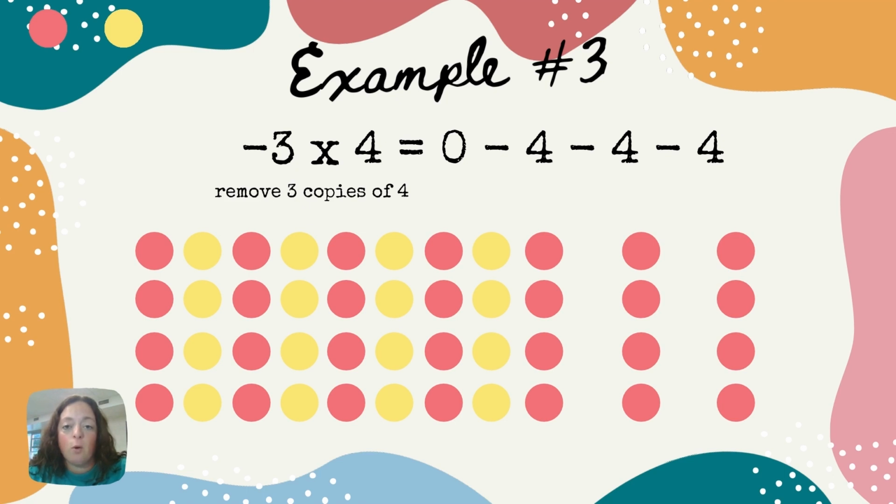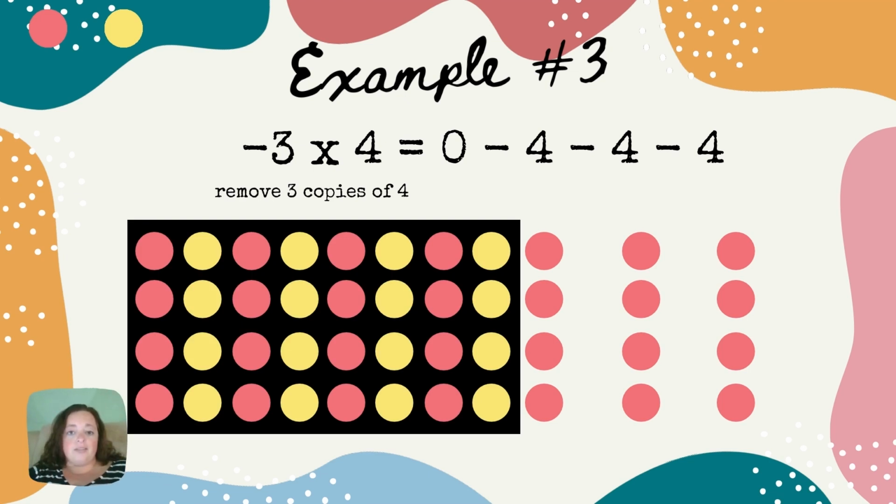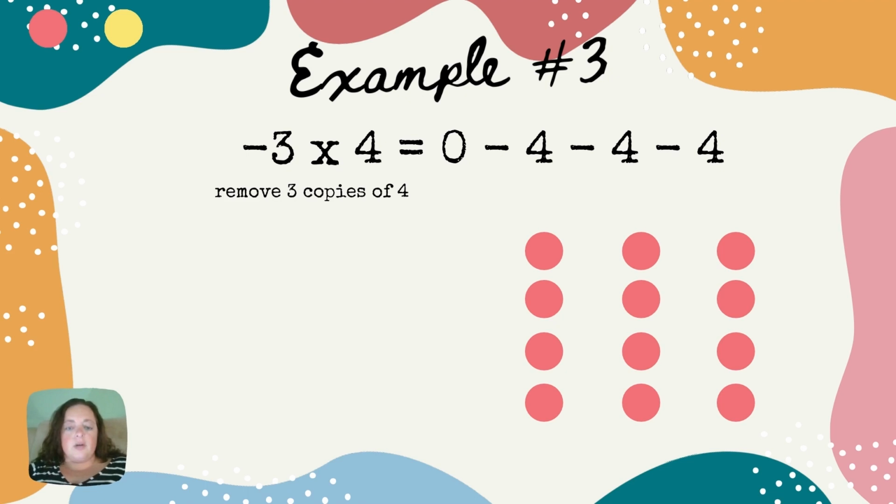Now we have removed 4 3 times, but we have a whole bunch of zeros still. Here they are right here. Now we don't need these anymore, so let's get rid of them. So here you can see what's remaining, negative 12. Negative 3 times 4 equals negative 12.